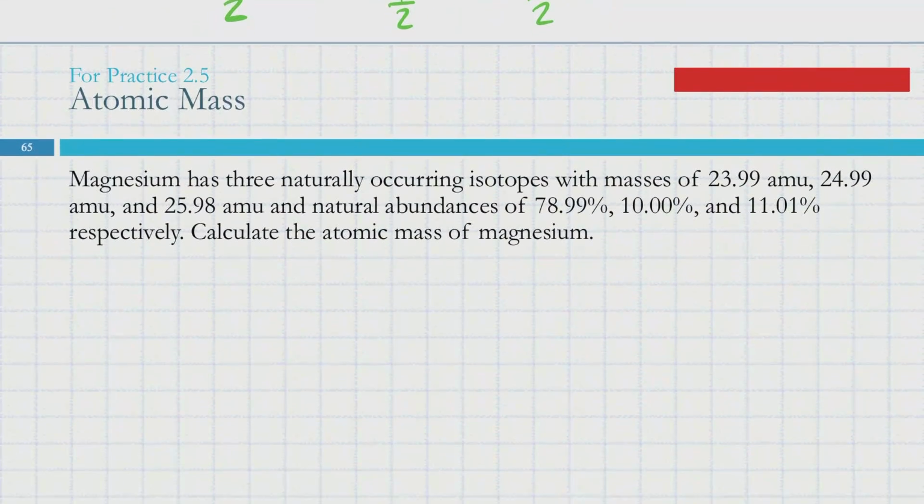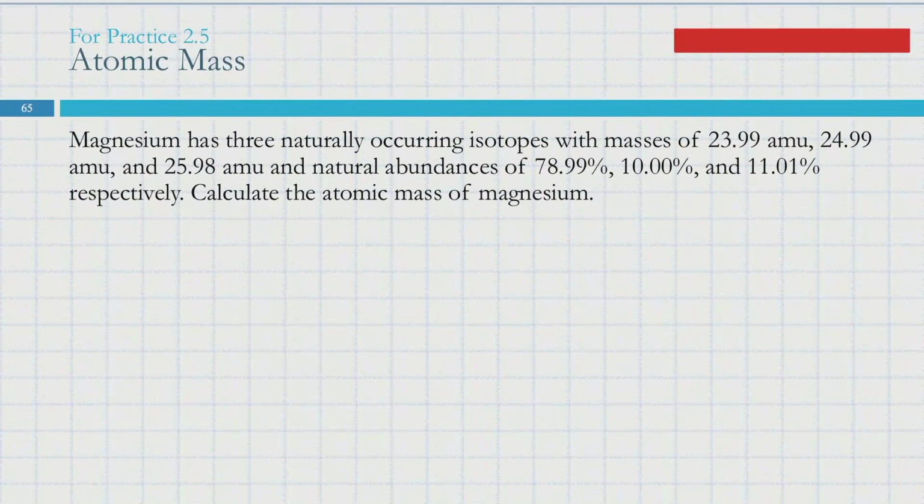All right, so we'll do an example. Magnesium has 3 naturally occurring isotopes. These have masses of 23.99 AMU, 24.99 AMU, and 25.98 AMU, and abundances of this, that, and the other thing. And then we have this very important word, respectively, which is not the same as respectfully.